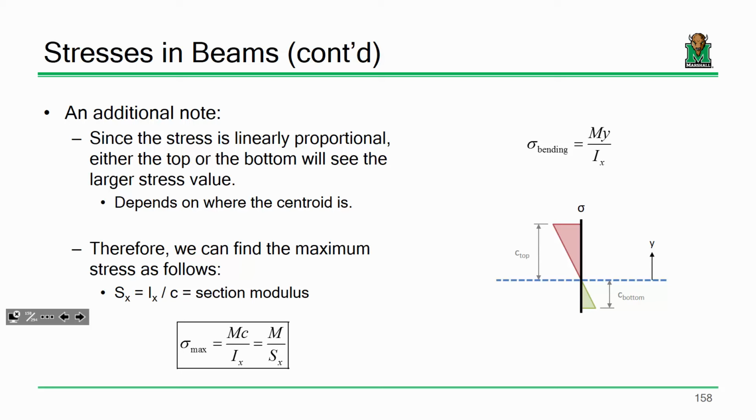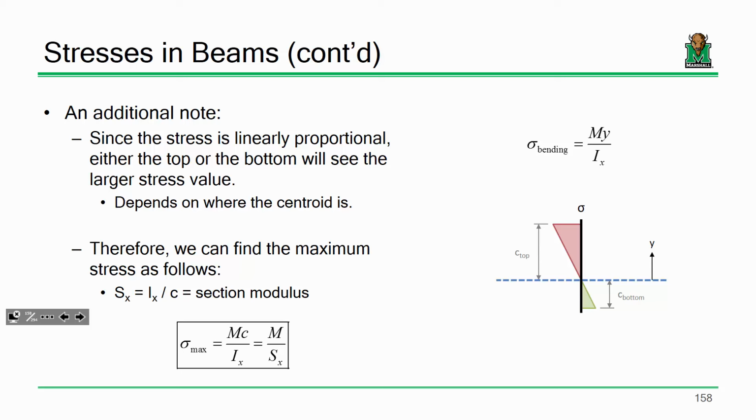Now, let's think about this. Sigma equals My over I. So I is the moment of inertia, okay? If I divide I by this distance, or this distance, and let's keep in mind, what is this distance? It's the distance from the centroid to what we call the extreme fiber. Think from the centroid to the way, way, way tippy top of the beam, or from the centroid to as low as we can get, right? We call that extreme fiber distance, okay?